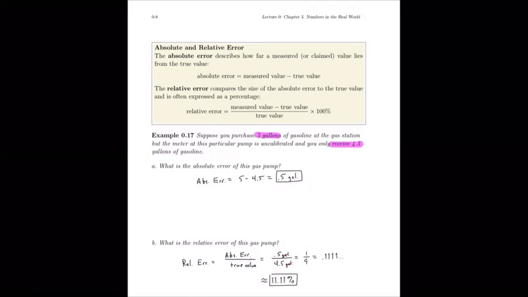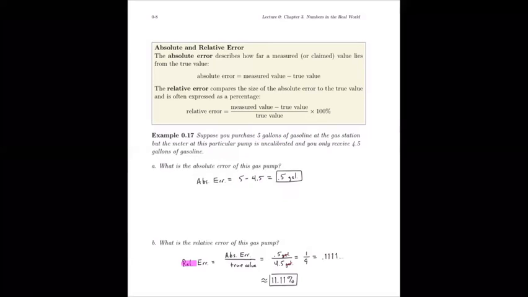So the absolute error from this gas pump is the measured 5 gallons by the meter of the pump minus the 4.5 that you actually received, and that gives you 0.5 gallons. So the meter overestimated, or had an error of 0.5 gallons. It was 0.5 gallons above what it actually gave you.